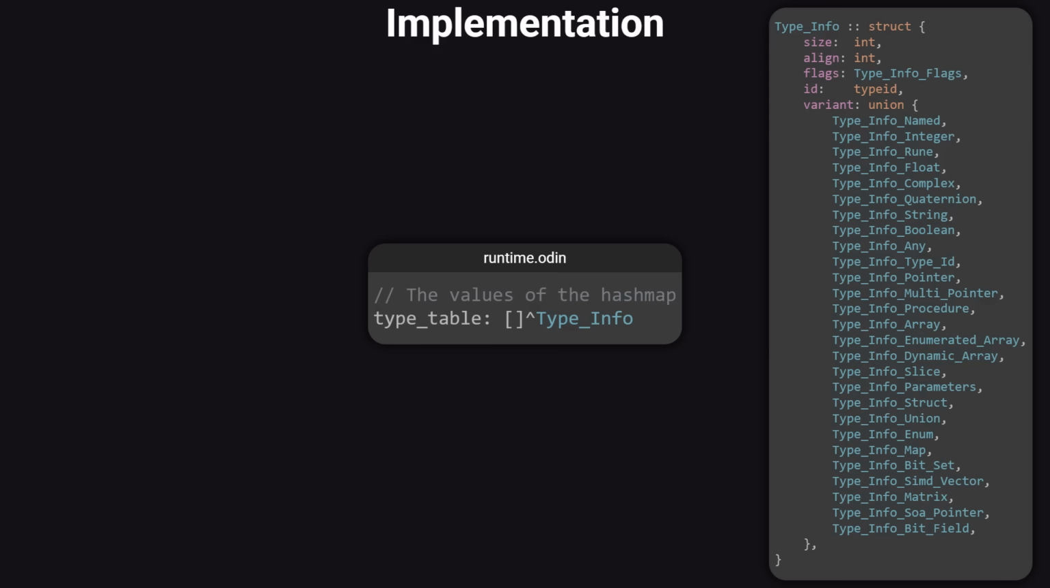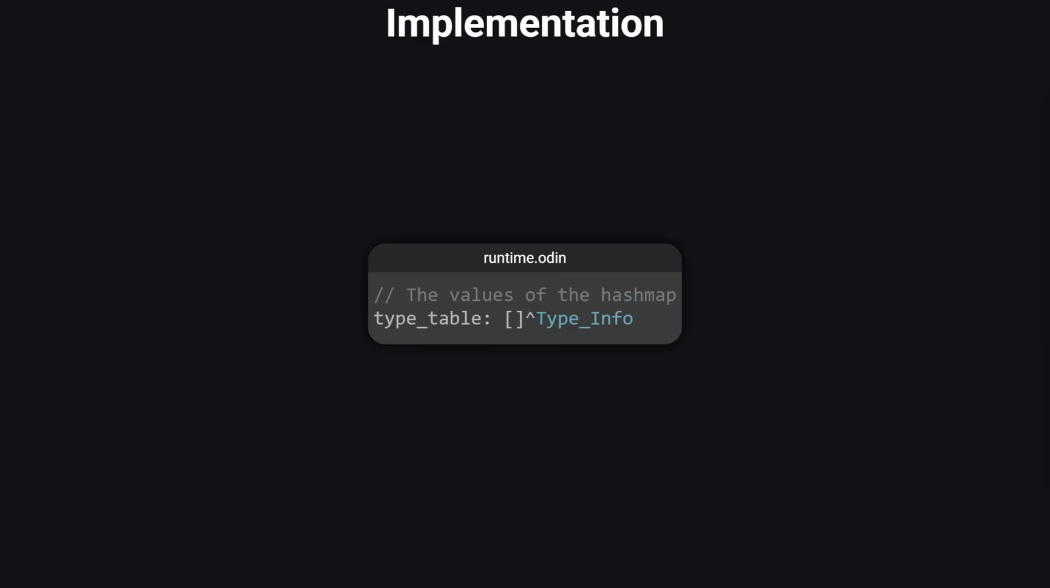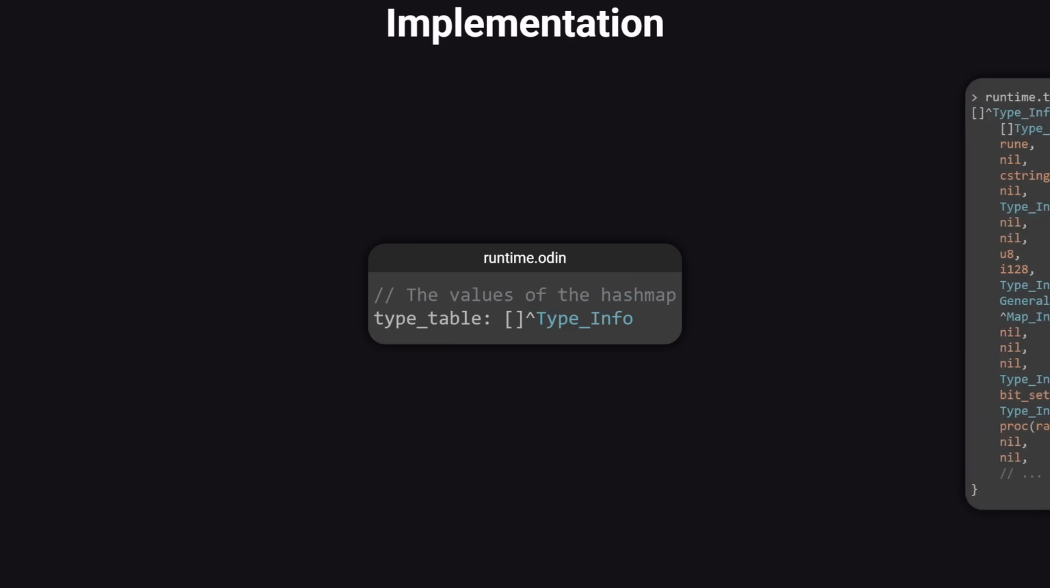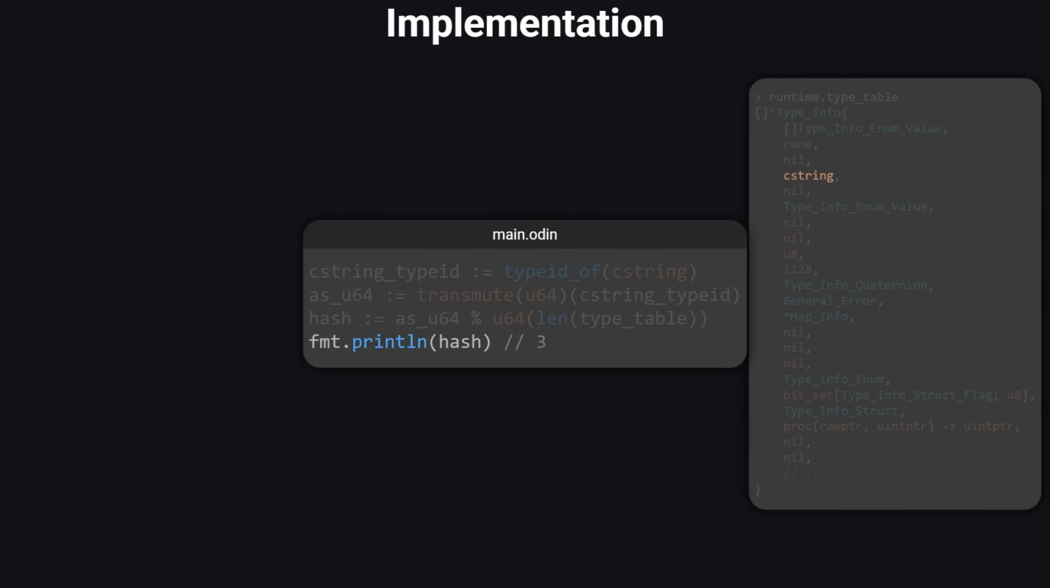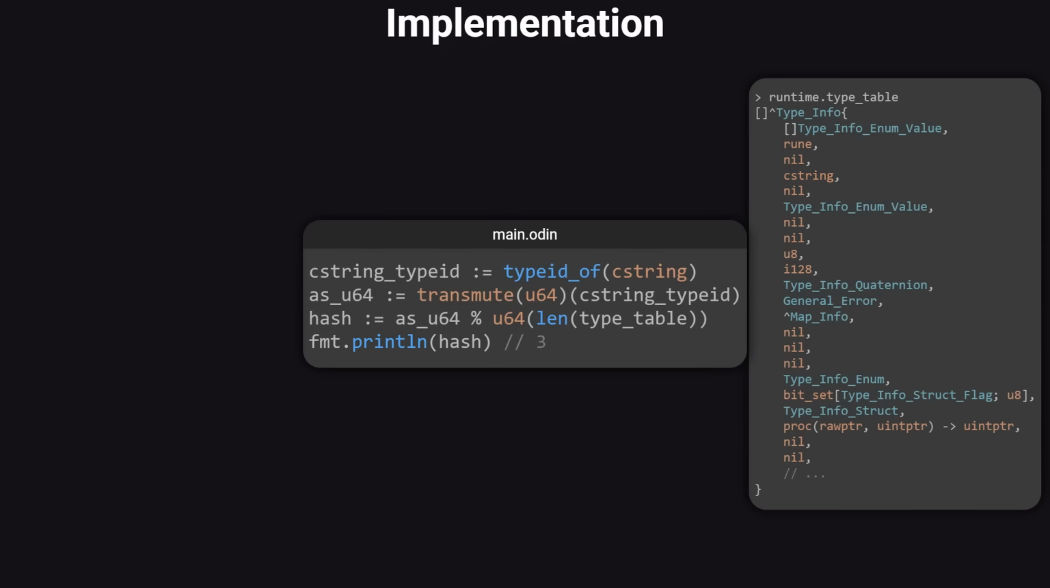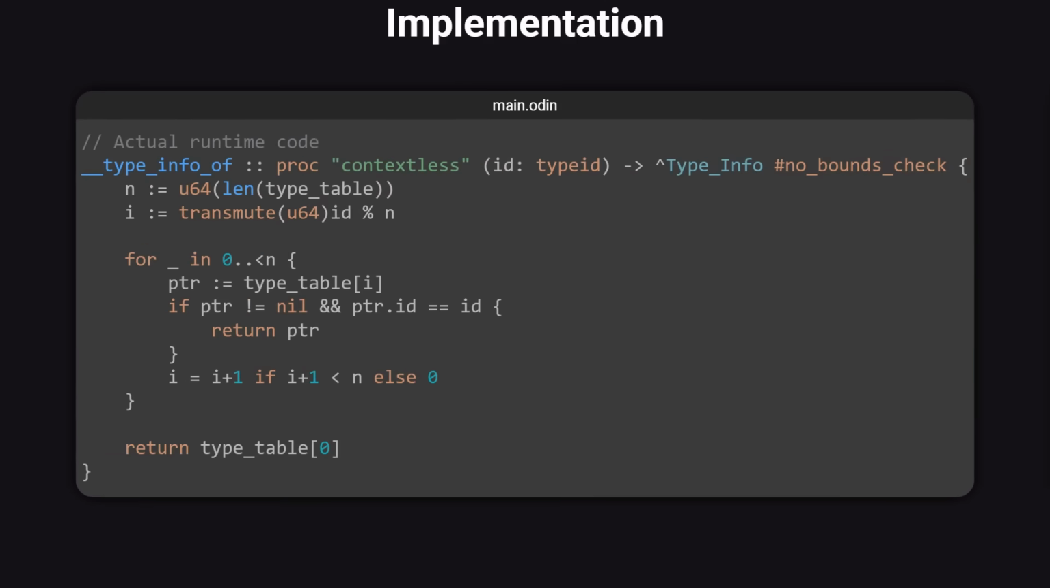Directly accessing this table isn't very useful though, since it's sparse and in no particular order. Odin has a special type called a type ID, which is a value that represents a type. The actual value of these type IDs are the hashes used by the hash map to do the lookups, and it's what internally happens when you call type info of.